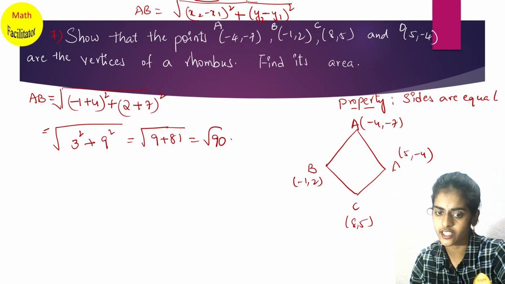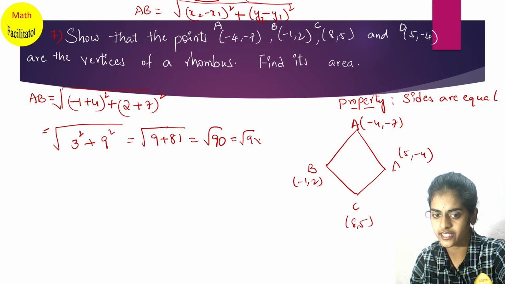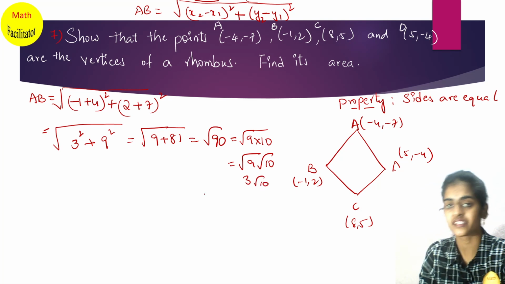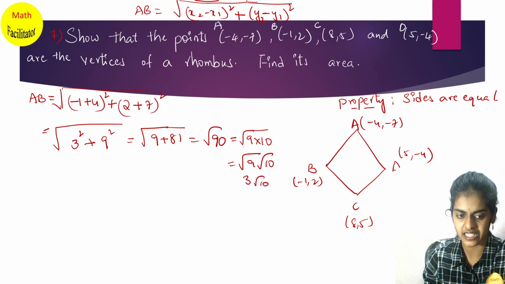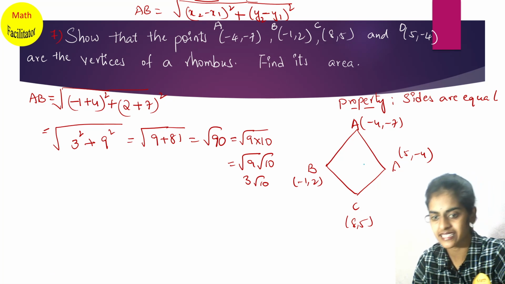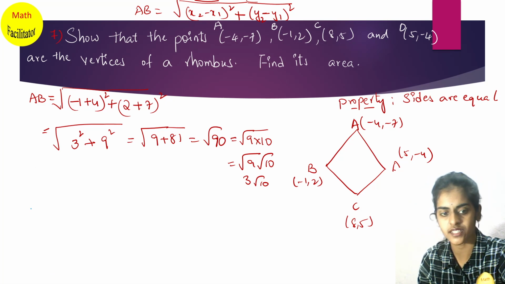So this root 90 you can write as root 9 into 10, or that is nothing but root 9 into root 10. So it is 3 root 10. Like in the previous session, I told you how to do this, isn't it? So you can do it in that way. And let's take the next side. You have found AB. Let's find what is BC.